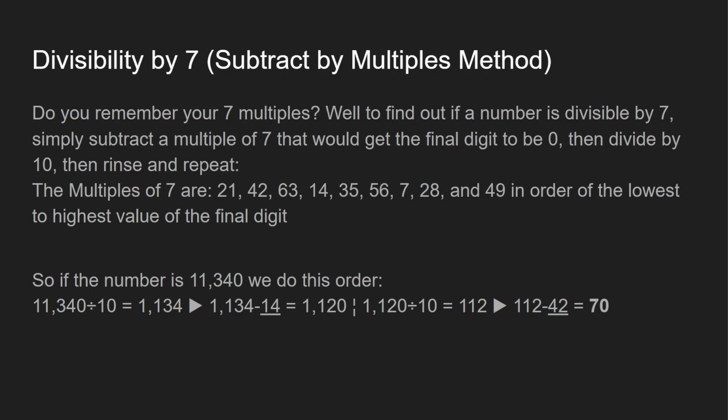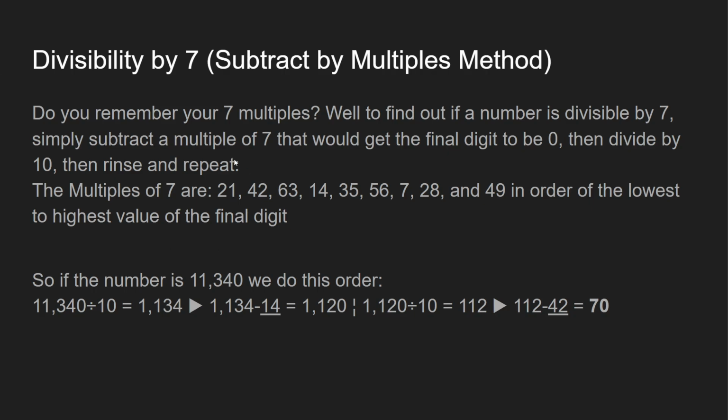So, divisibility by 7. Now this is the subtract by multiples method, okay? So, do you remember your 7 multiples? Well, to find out if a number is divisible by 7, simply subtract a multiple of 7 that would get the final digit to be 0, and then divide by 10. Then rinse and repeat. So, the multiples of 7 are 21, 42, 63, 14, 35, 56, 7, 28, and 49, and that is in order of the lowest to highest value of the final digit.